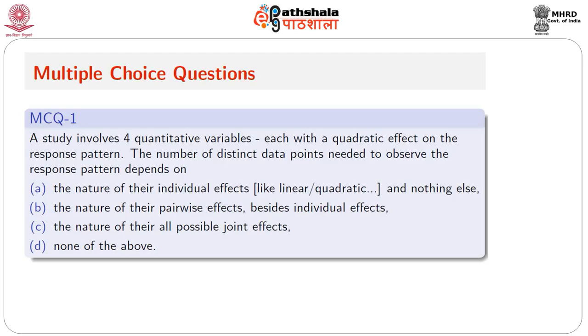Okay, so there are 4 quantitative variables. We are denoting them by x1, x2, x3, x4. Each one has a quadratic effect on the response pattern. So if you are talking about x1, it should be beta 1 x1 plus beta 1 1 x1 square. Similarly, beta 2 x2, beta 2 2 x2 square. That we can see. But apart from that, do we still have x1 into x2, x1 into x3, all the cross products, all taken 3 at a time, all taken 4 at a time? That is the issue that they are trying to bring about.